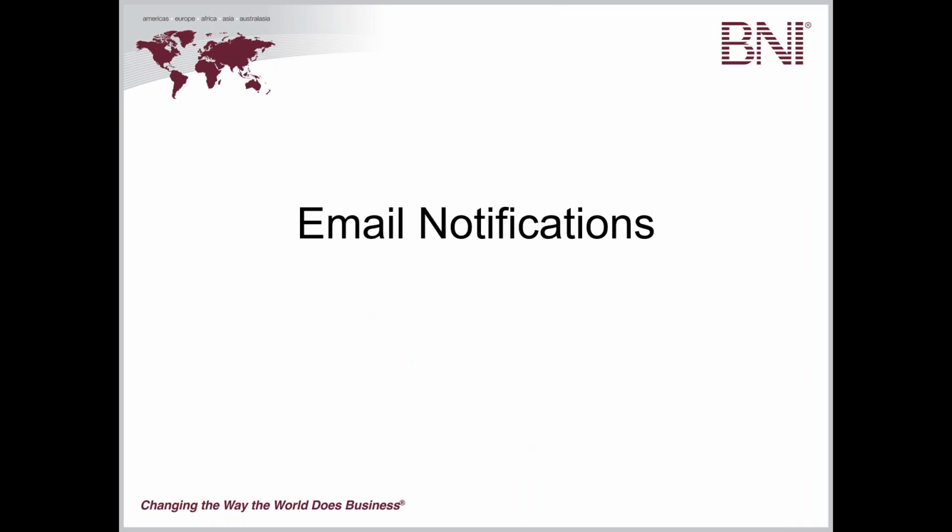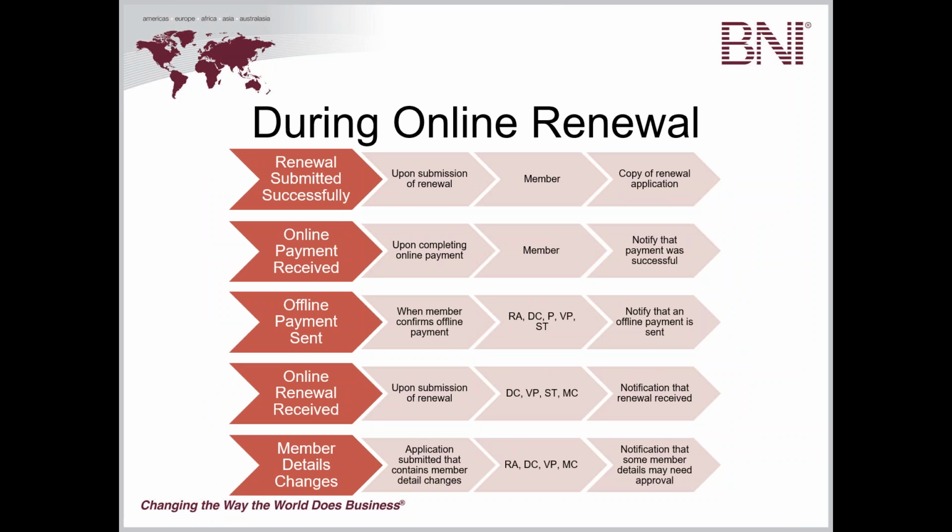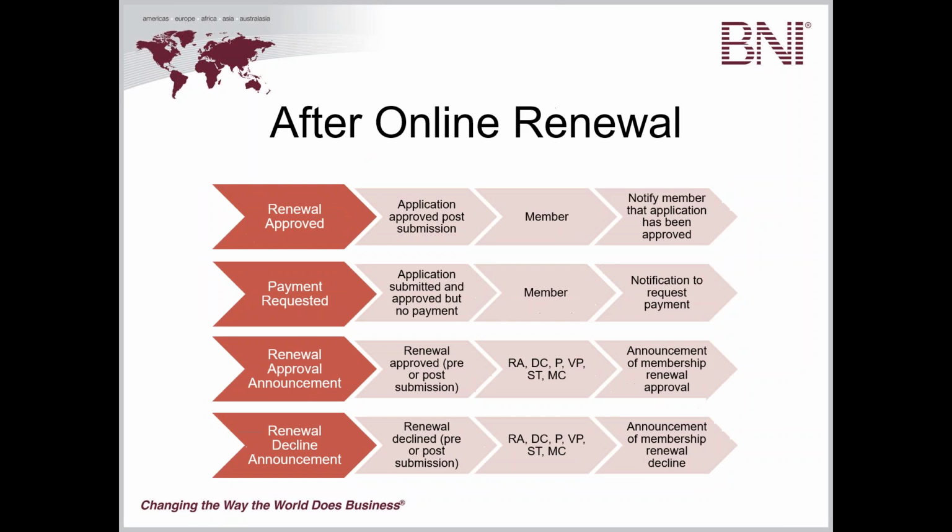All right, now, as I've mentioned, there are a boatload of emails that go out as part of this process informing people of every step along the way. There are the renewal notifications, and there's the opt-out. So if a member gets that email and says, I don't think I'm going to renew right now, and they click the opt-out button, there is an email that goes out there as well. There's the pre-approval email. Then during the process, there are all the submission emails and the renewal received and the member details changes. And then afterwards, there's the approval message, the payment requested message, and the approval or decline announcements.